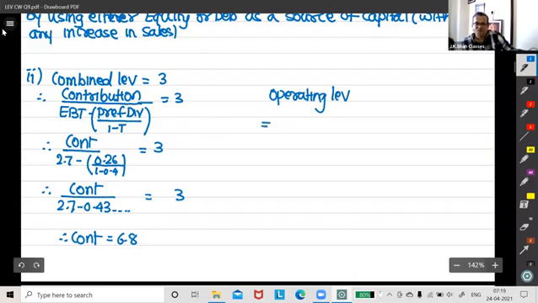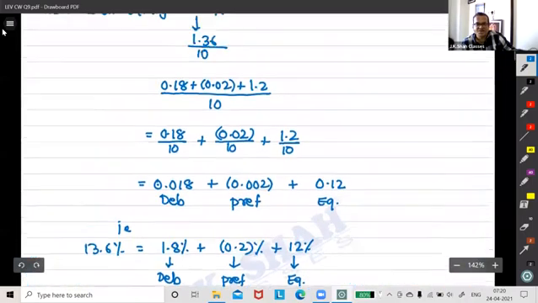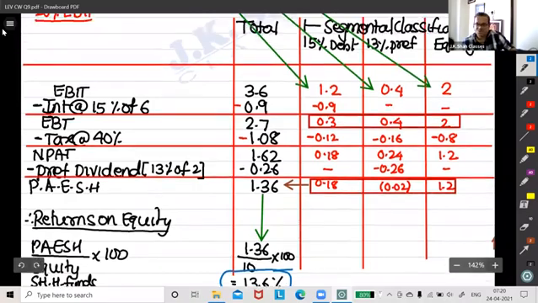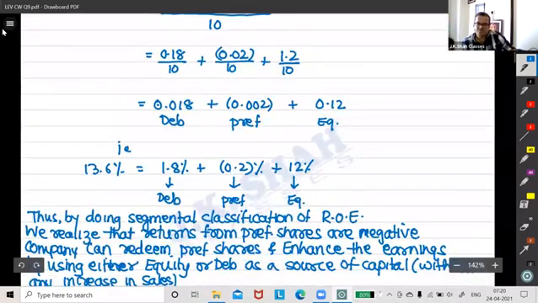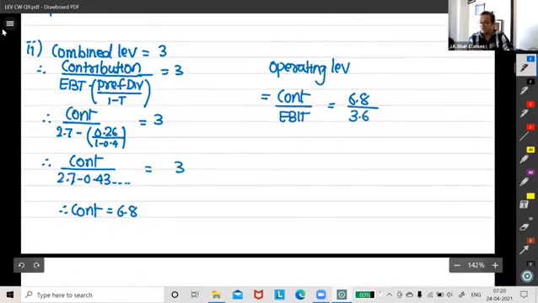Okay, so we need to calculate what? Operating leverage. Yes. 2 digits is fine, Afra. I'll write over here. Anywhere you can write. You get your answer. That is important. Operating leverage is what? Contribution upon EBIT. Right? How much is EBIT? 3.6. Contribution we got fresh, no? That's now 6.8 divided by 3.6. 1.888888. So let's make it 1.89.